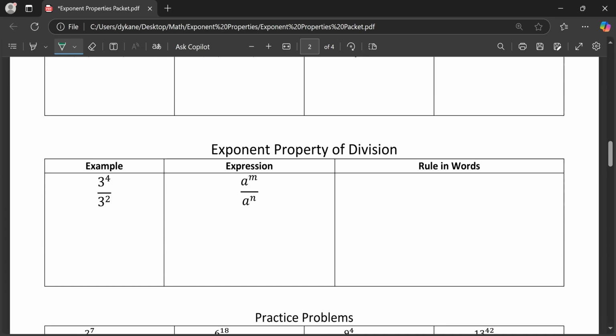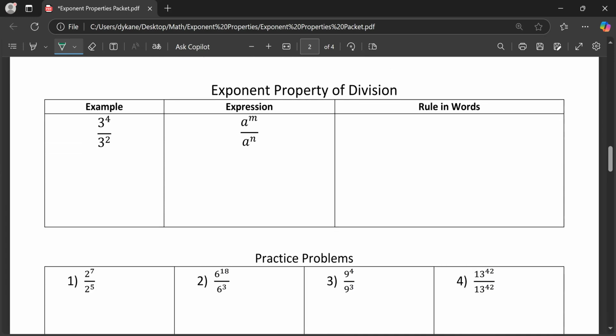All right, few more properties left. Now what happens if we're just straight dividing? So what happens if we're dividing, but we have the same base? Okay, so let's look at our example. I have 3 to the 4th power divided by 3 squared, or 3 to the 2nd power. So that's 4 3s on top and 2 3s on bottom.